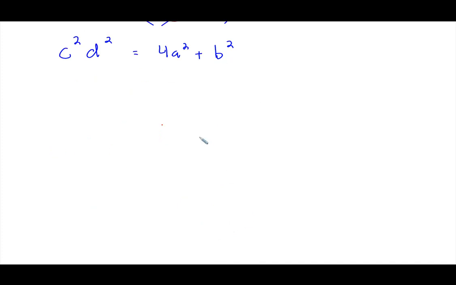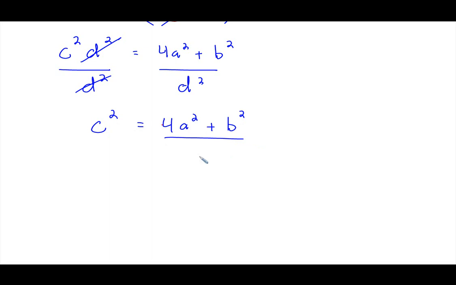Next step, we want to get the c by itself, so we're going to get rid of this d squared. If c squared is multiplying with d squared, in order to cancel out this d squared, we will have to divide by d squared on both sides. So these divide out, and we end up with c squared is equal to 4a squared plus b squared divided by d squared.